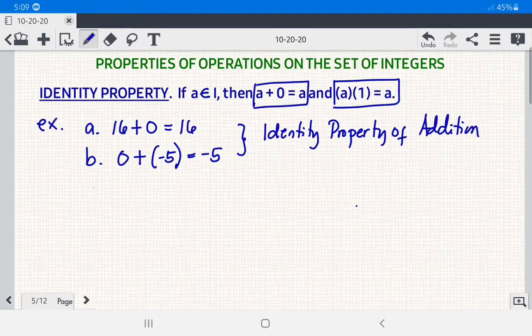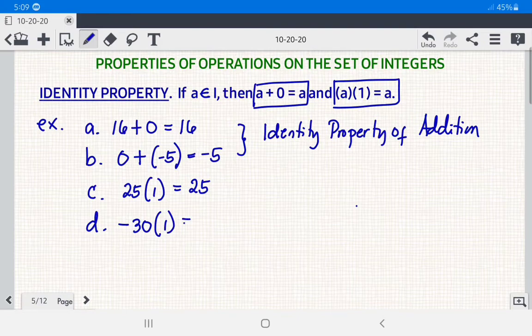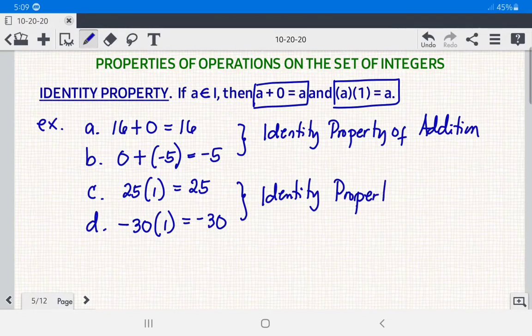The next, for letter C, let's say we have 25 times 1. This is equal to 25. And then, negative 30 times 1. This is equal to negative 30. So, we call this the identity property of multiplication. Okay. So that illustrates identity property.